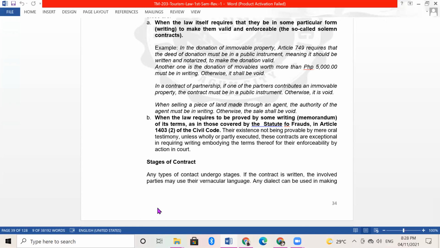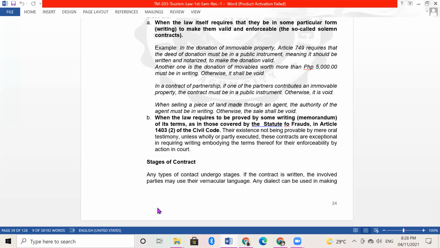Next is when the law requires proof by some writing, as stated in a memorandum of its terms, as in those covered by the statute of frauds and Article 1403 of the Civil Code, their existence not being provable by mere oral testimony unless wholly or partly executed. These contracts are exceptional in requiring writing embodying the terms thereof for their enforceability by action in court.